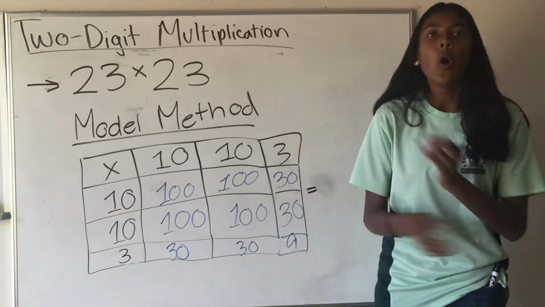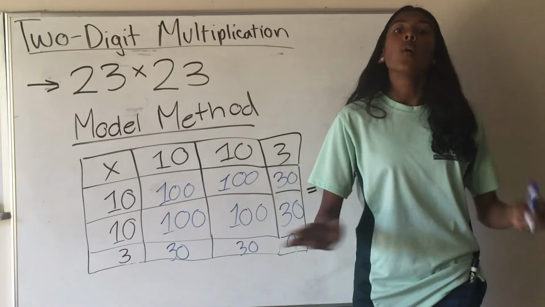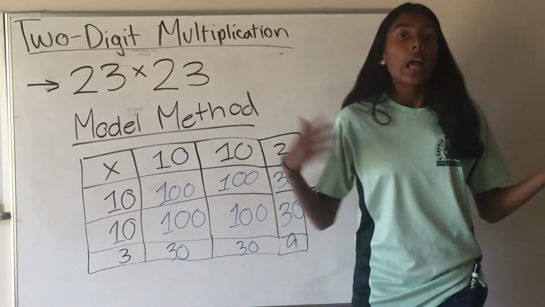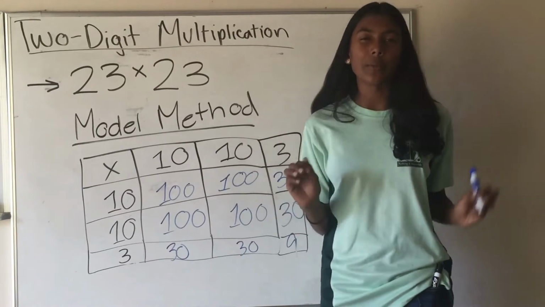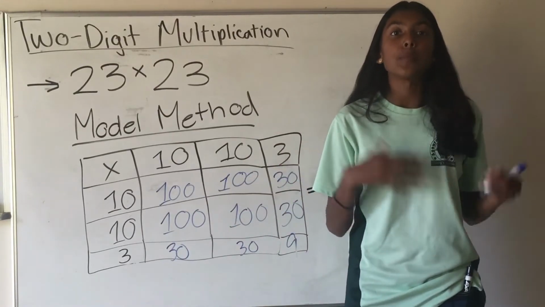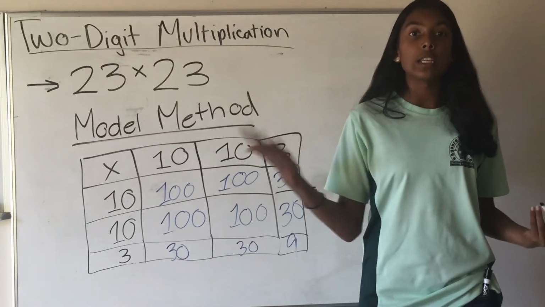Now you may be wondering, where do I get my answer from? What we do now is we add up all the numbers in blue. And that's how we get our answer. So let's try doing that. So we have 4 100s. And we're going to add that first because it's easy. We always do the easiest one first.